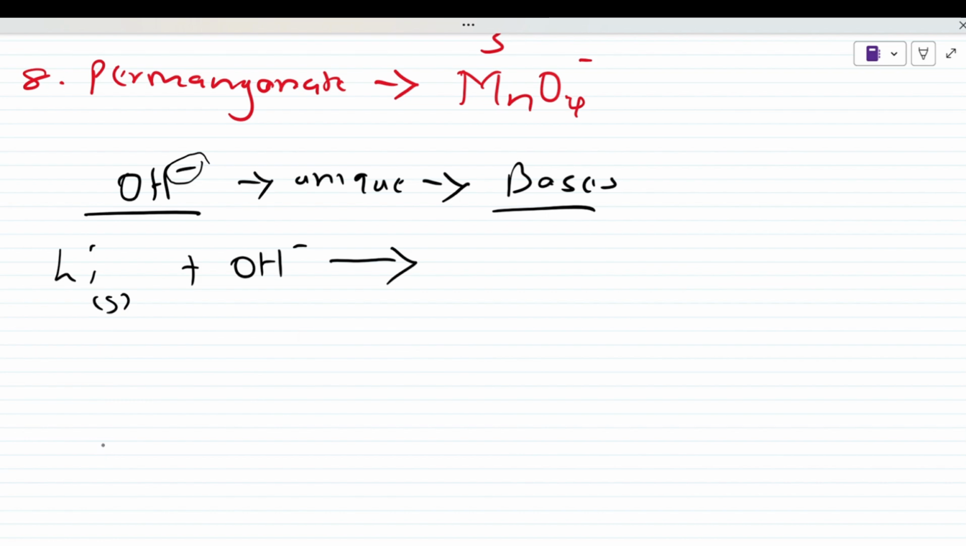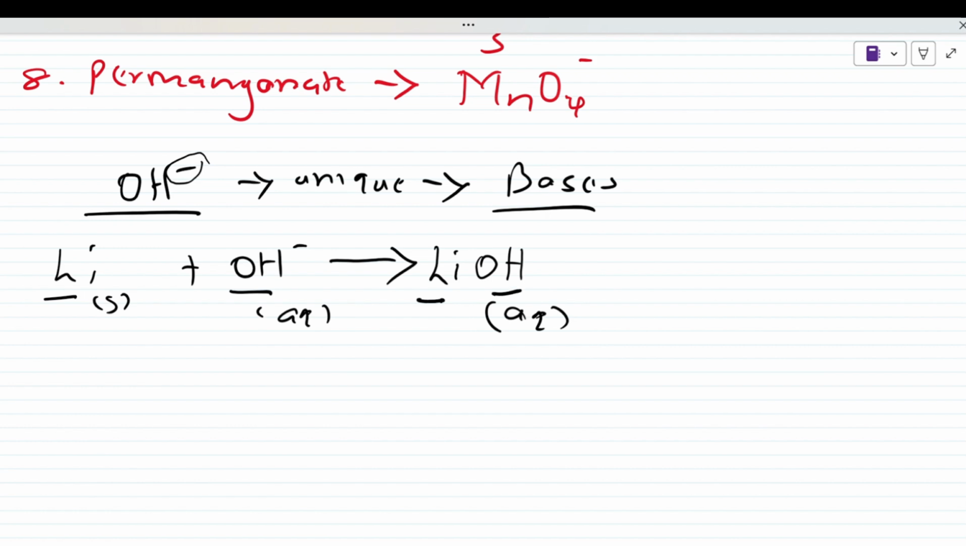Now I'm going to have LiOH, lithium hydroxide. So these are solid. This is always in aqueous state. This is still aqueous state. Now, there is no need to balance. There's no need for balancing because I only have one lithium, one hydroxide, one lithium, one hydroxide.